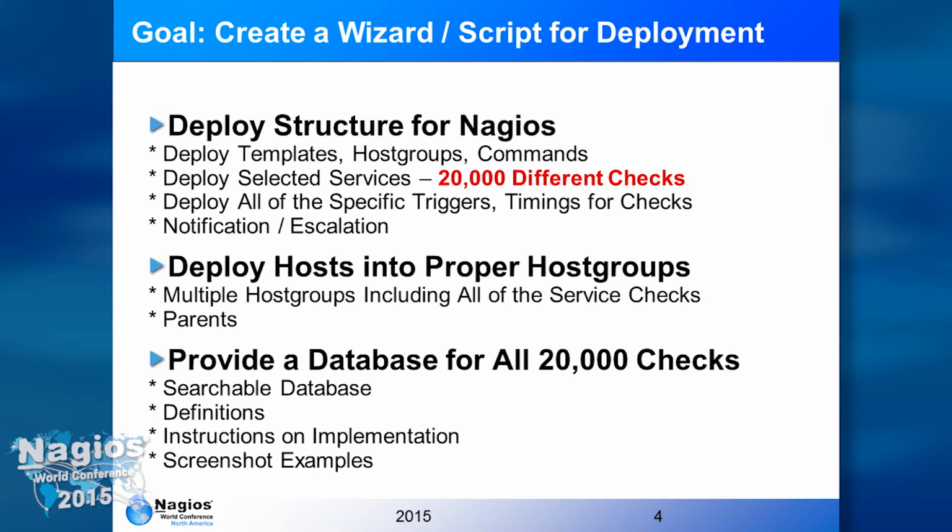Part of this, and I'm trying to create 20,000 service checks so that this is representative of Windows WMI, NCPA, NSClient, Linux, SNMP, NRDS, et cetera, each one of these categories with the proper service checks so that whatever you're doing, you can use a script or a wizard to deploy that information.